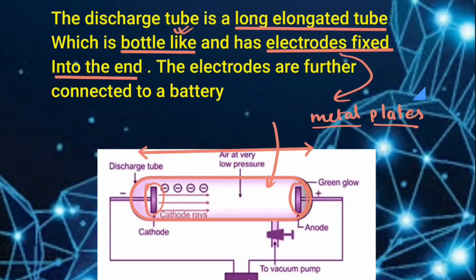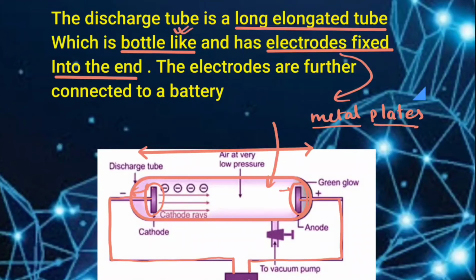So these are the metal plates known as electrodes which are fixed into the end. Very simple, right? So basically a discharge tube is an elongated, bottle-like tube having metal plates fixed into the sides. Now these electrodes are connected to the battery outside like this. This is the setup of a discharge tube.